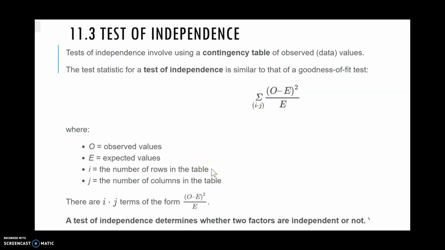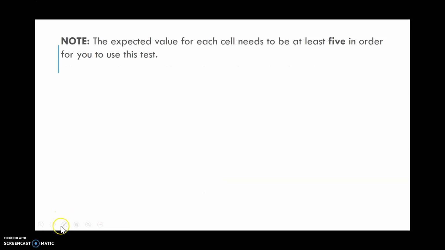I is going to be the number of rows in your table. J is going to be the number of columns in your table. And the test of independence is exactly that. It wants to figure out whether the two things that you're working with are independent or are they not. So a few things about this. The expected value for each cell has to be at least 5 in order for you to use this.